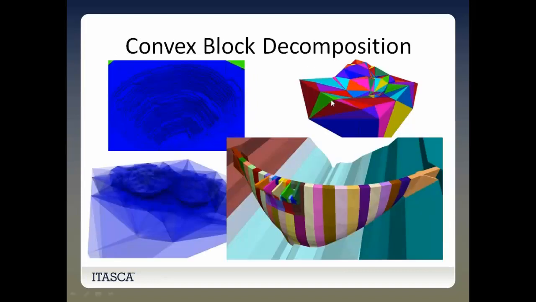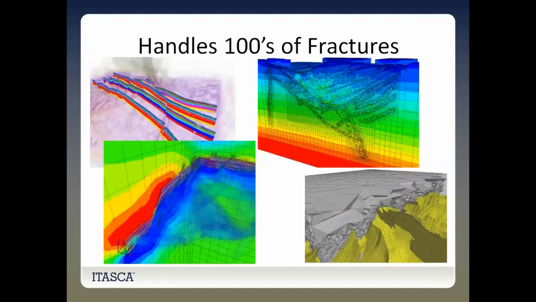Convex blocking essentially means creating convex blocks, and the simplest convex blocks are tetrahedral blocks. So essentially, it comes down to creating coarse tetrahedral blocks. This is the basis of what we need to do for 3D. And then handling many intersecting faults and so on. And these are examples of those.